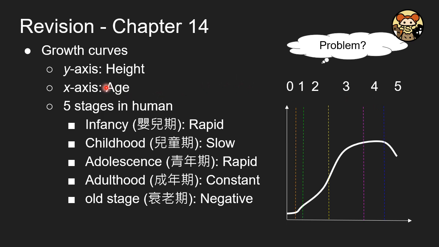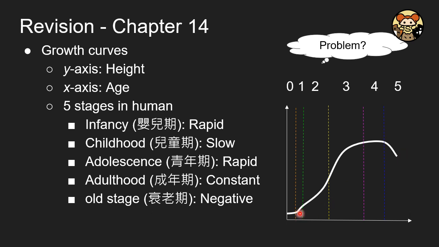And here is a growth curve of a human. And the y-axis shown here is the height, and then the x-axis shown here is the age. And we can roughly divide it into 5 different stages. The number 1 will be the infant, and then the second one is the childhood, third one is the adolescent, fourth one is the adulthood, and the last one will be old age.